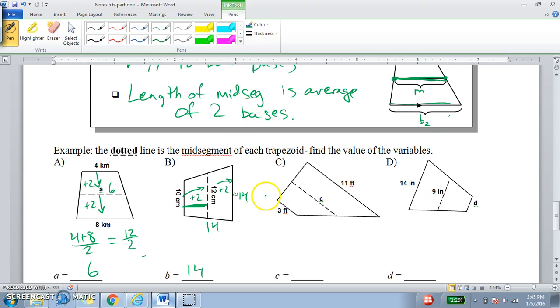Over here is another example like the first one. We're finding the midsegment, so we just average the two bases. We add them together and divide by 2. 3 plus 11 is 14. When we divide that by 2, we get 7.